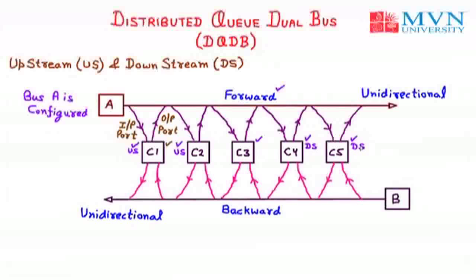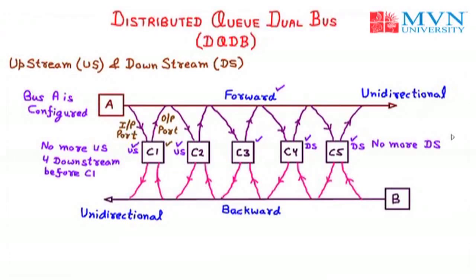So now the station number 1, that is C1, has no upstream station, and with respect to system number 1, C2, C3, C4 and C5 all are downstream. So C1 is having 4 downstream stations. Now if I am talking about station number 5, that is C5, there is no more downstream station because system number 5 is the last system in the complete bus A. And obviously before system number 5 we have 4 upstream stations. So these 4 upstream stations are C1, C2, C3 and C4, which are before C5.